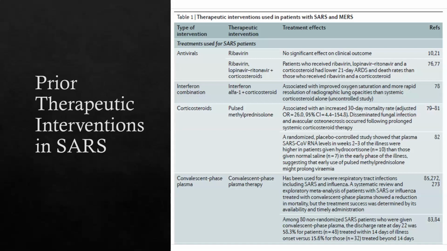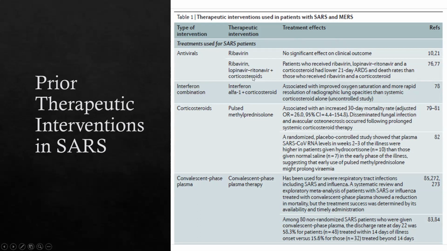So I think to take a step back and look at some of the therapies that have been used in the past for SARS and MERS is part of the basis where we started to think about what we could use with SARS-CoV-2 or COVID. This was a systematic review that looked at the different therapies. When they looked at just ribavirin for SARS patients, this particular slide is for SARS, I'm sorry, they didn't see any significant effects on clinical outcome.